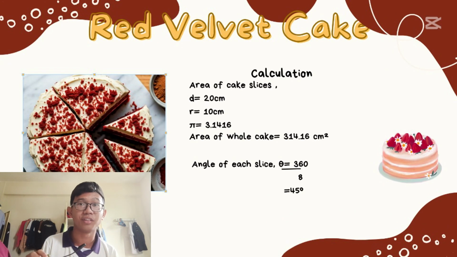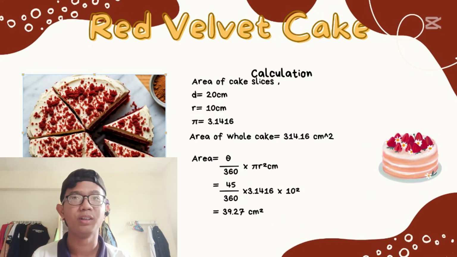Next, after finding the area of the whole cake, we calculate the angle of each slice using the formula theta equals 360 divided by 8. Why 8? Because we can see the cake is divided into 8 slices, and the answer we get is 45 degrees. The angle of each slice is 45 degrees.